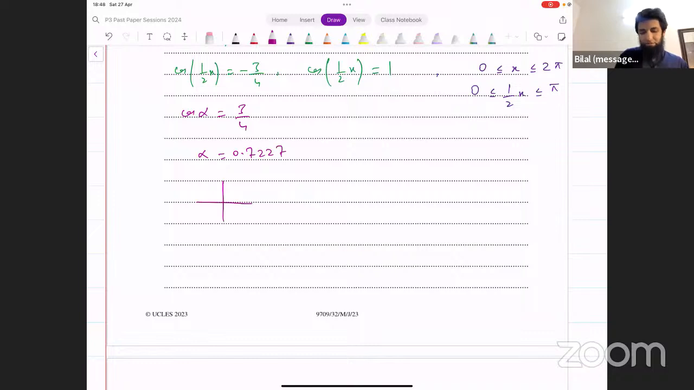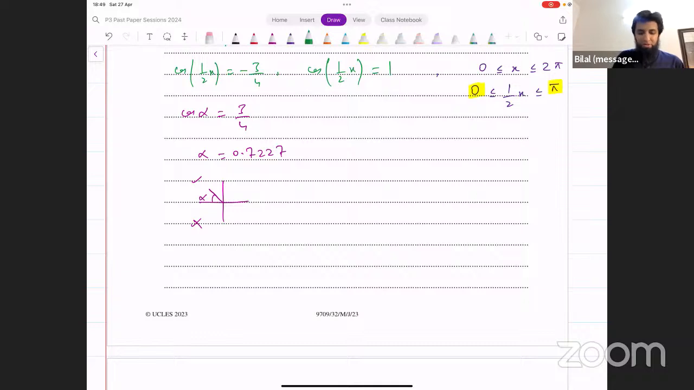If you think of the quadrants now, cos is negative here. Where is cos negative? It's negative in the second quadrant or in the third quadrant. The interval that we have is from 0 to pi. Keep in mind, this is the interval that we are going to be using for half x. That's 0 and pi. That means the third quadrant is not possible. We only have a value in the second quadrant, and that's going to be this angle alpha.